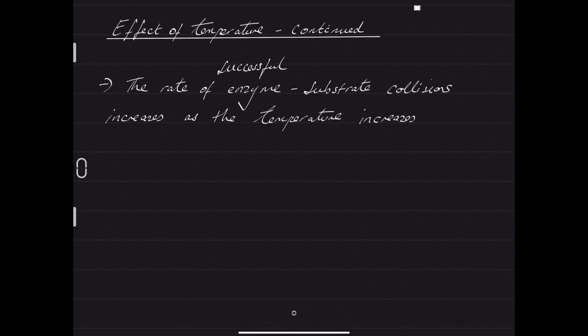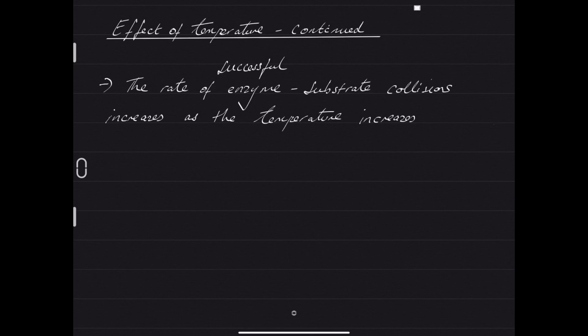Once we get to a certain point, and for most biological systems this is around 40 degrees, for the human body approximately 37 degrees, the enzyme and the substrate will be colliding successfully and working at their most optimum rate. Once you go past, let's say 40 degrees, you will start to see a decrease in the rate of reaction.